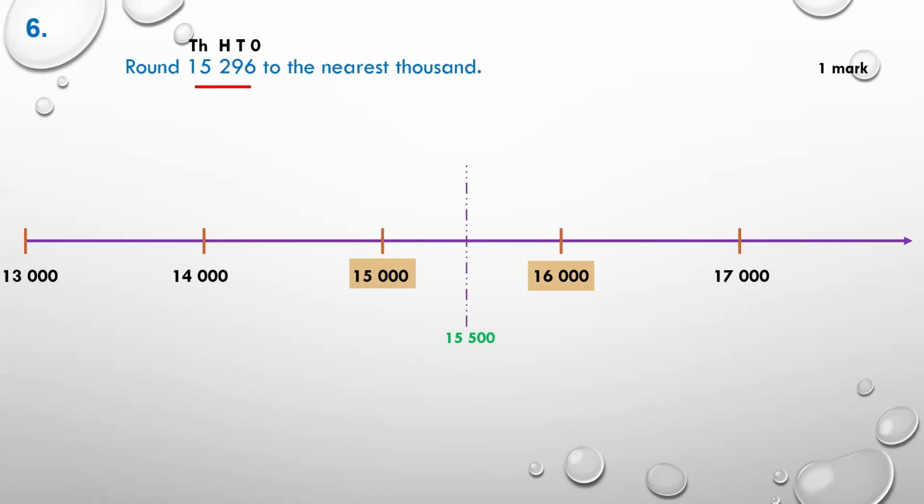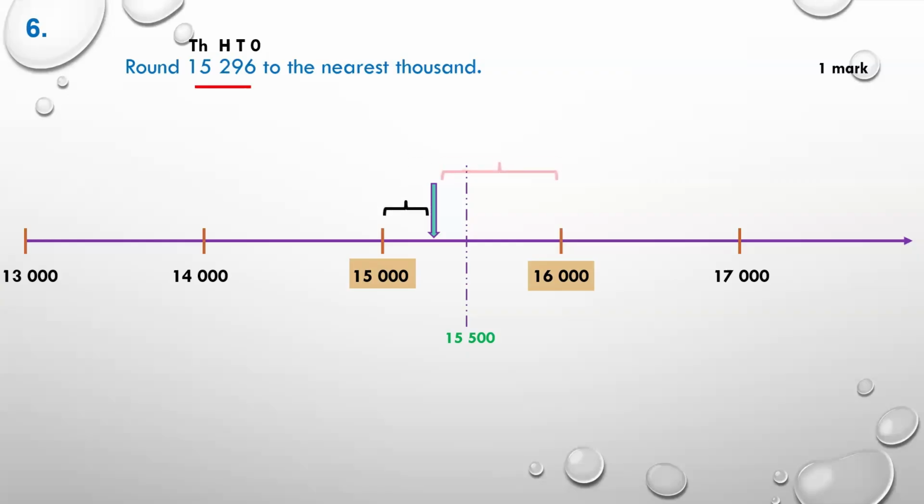Where does 15,296 lie? That 200, will it be on the right of that 500 or on the left? We're going from 15,000 to 16,000, so 15,200 will be somewhere here. Doesn't matter, just a general idea. Why is that important? Because now that we know where 15,296 generally lies, let's look at the distance.